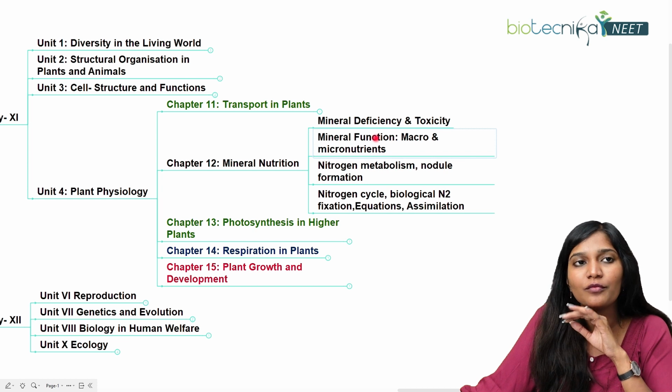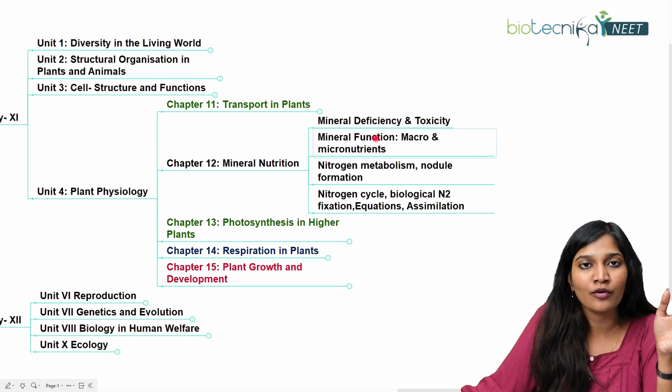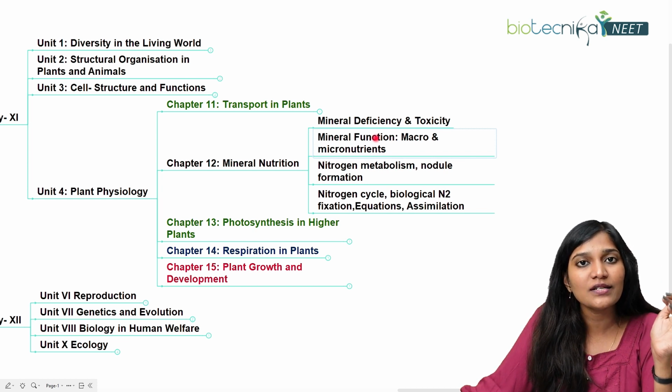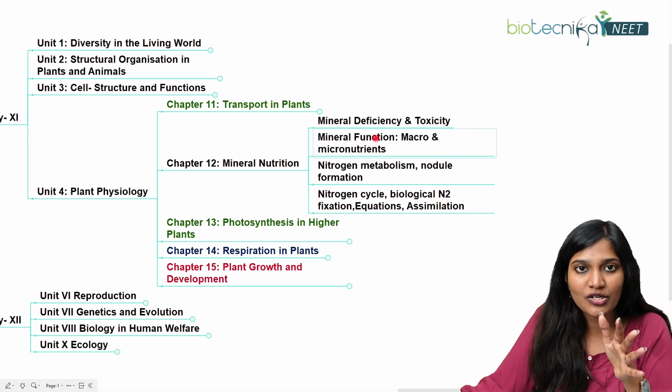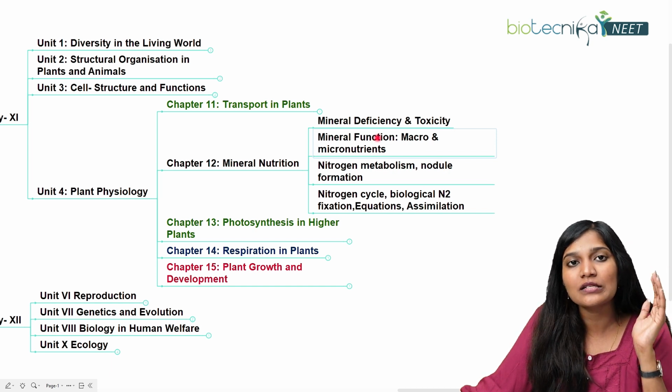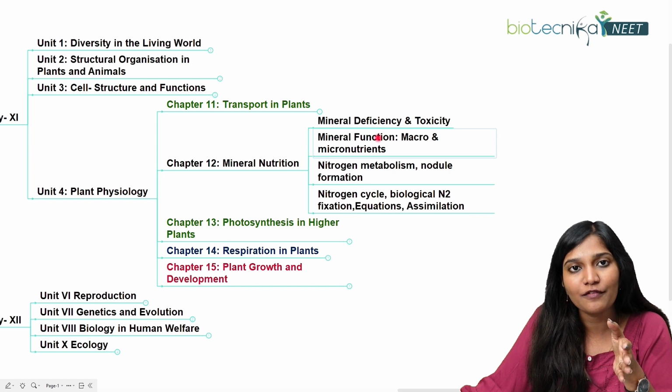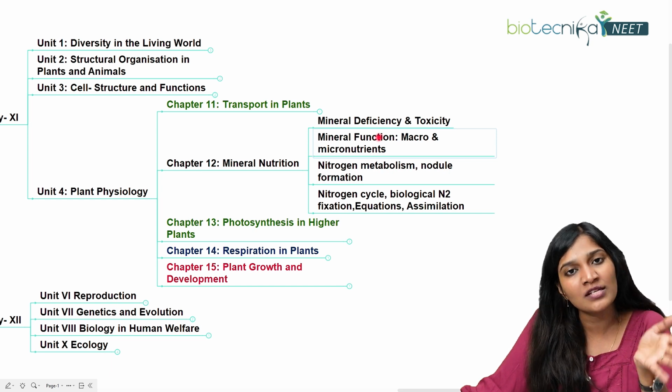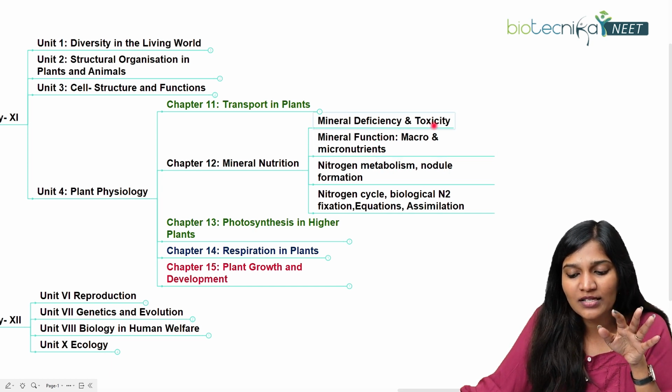So in mineral nutrition, you have to first study about what are macronutrients and micronutrients. After studying that, just make a tabulation and put all the functions of it. And suppose if they become less, what's going to happen? Deficiency. And if they become more, toxicity happens. So deficiency and toxicity you have to remember.